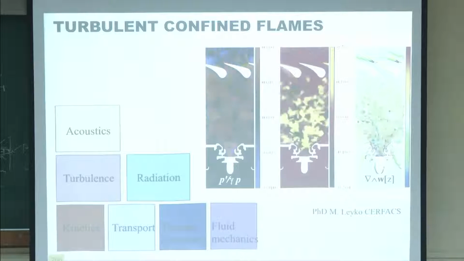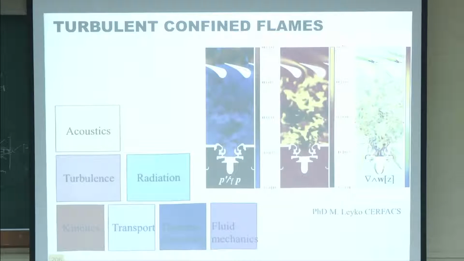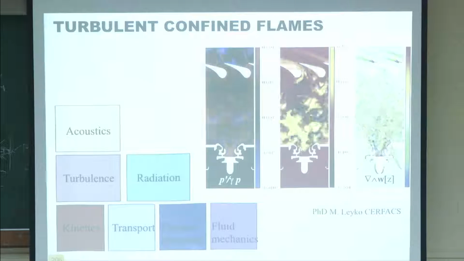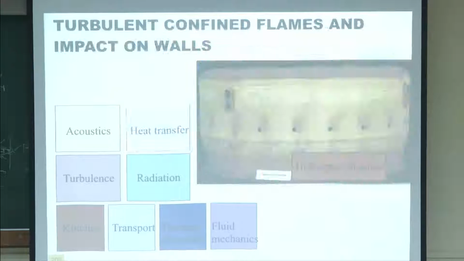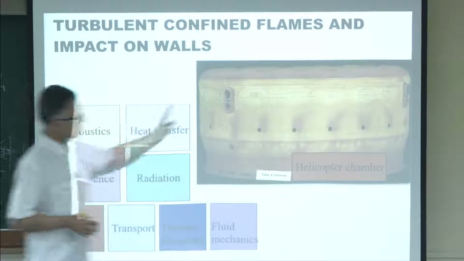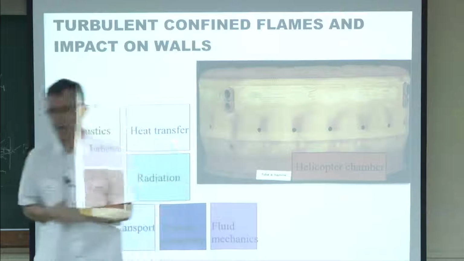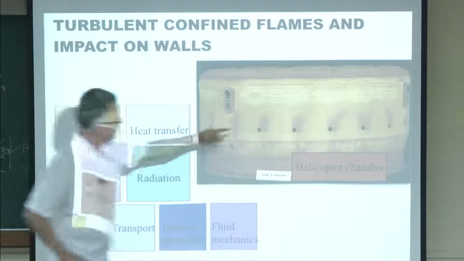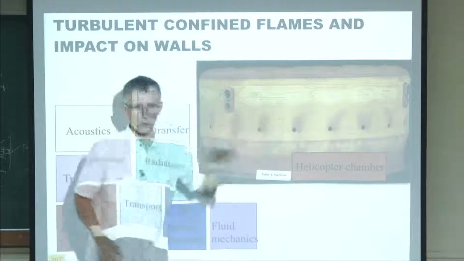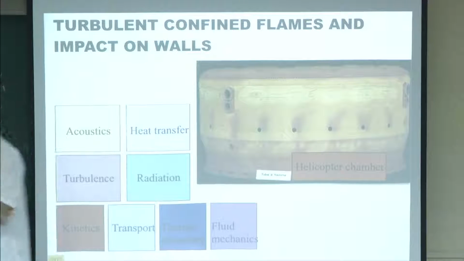And as soon as you start talking about a confined flame, the next question is, how do you confine it? Well, you confine it with a wall. Is the wall going to survive? Well, that's an interesting point. That's a chamber. This thing is a torus like this. It's a chamber of a helicopter. And you see here, every small point that you see is a hole. And this hole is there to cool the walls.